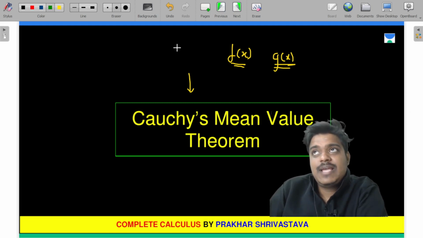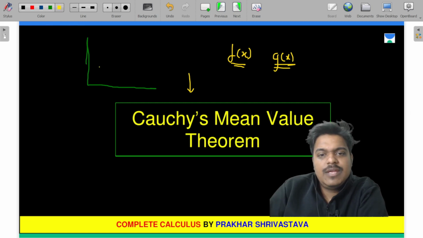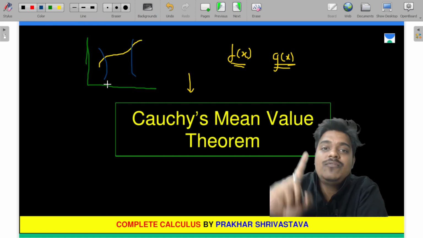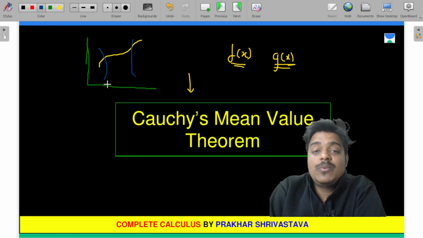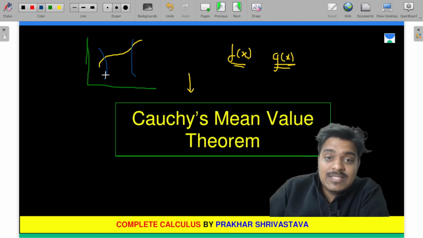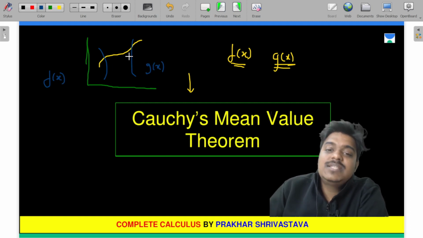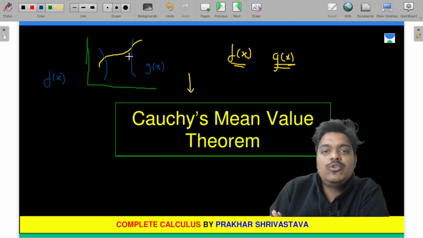Or rather you can say, suppose this is your graph. The yellow one is your curve, and this curve is lying between the two curves. Till now we were making it lie between a constant value, that is, in the constant range a to b. Now in this case, this function is lying between f of x and g of x. Is it clear? This function is lying between f of x and g of x. That's it. So this Cauchy's mean value theorem we will discuss.